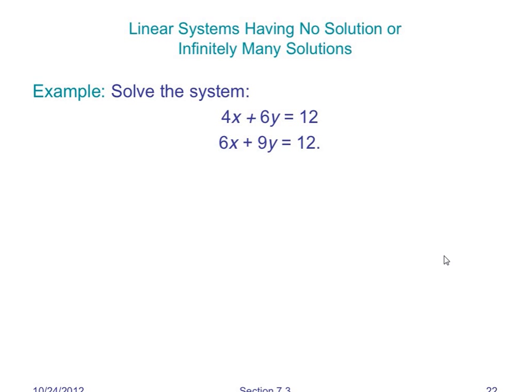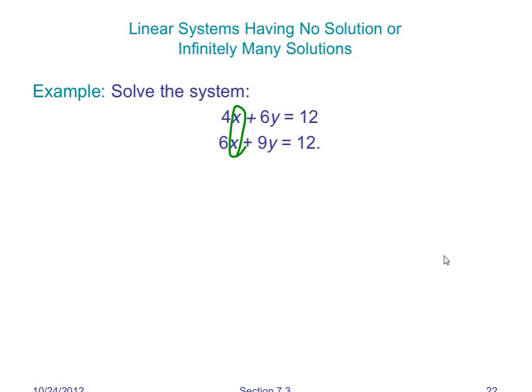Now notice this is a 4 and this is a 6. I can't multiply 4 by anything to get a negative 6. I have a 6 and a 9. And again, I can't multiply 6 by anything to get a negative 9. So what I'm going to have to do is multiply both equations. So randomly, I'm going to choose to eliminate the x's.